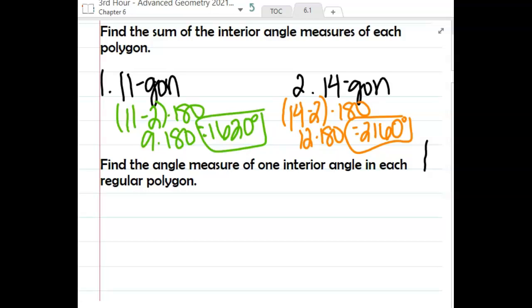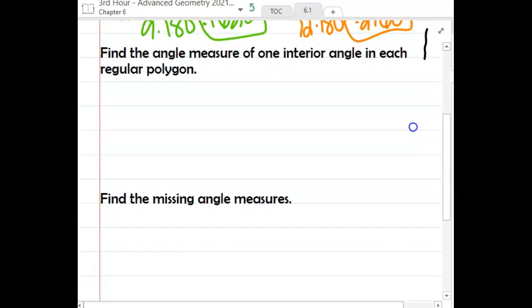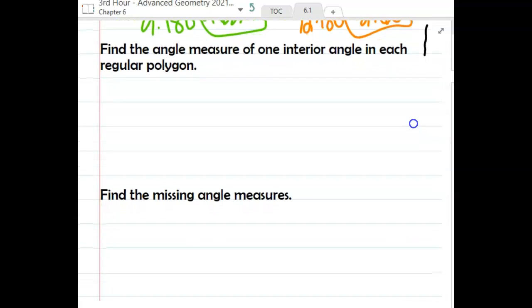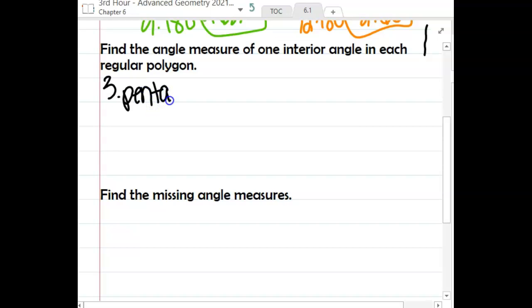The next thing is we're going to take it a step further and say, okay, let's say these were regular polygons. Just remember, for regular polygons, all of their sides are congruent and all of their angles are congruent. So we're going to do basically the same thing, but we want to find the measure of one interior angle. So you're going to find the total and then divide by how many angles you have. So if I wanted to find the measure of one interior angle of a pentagon.